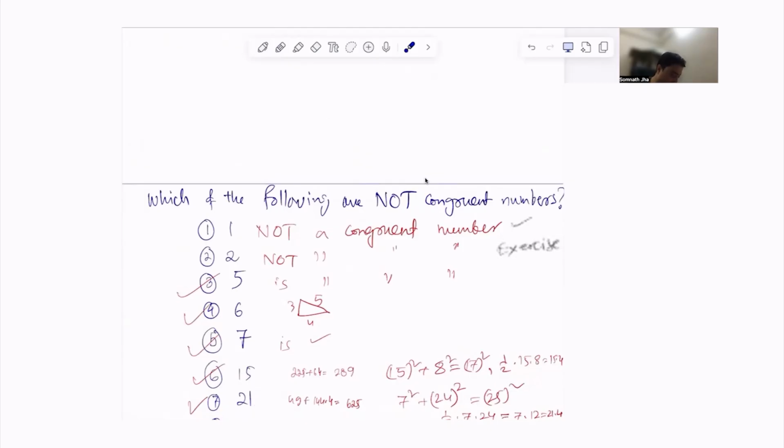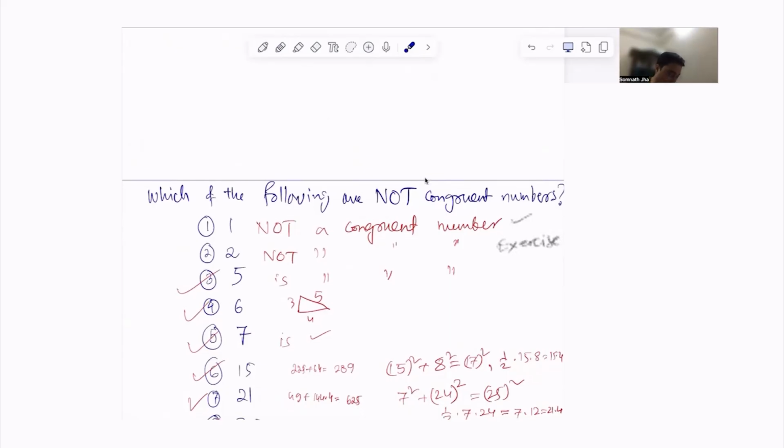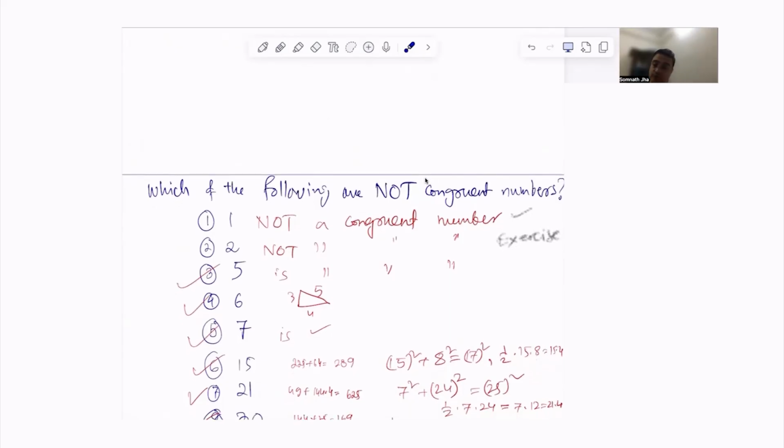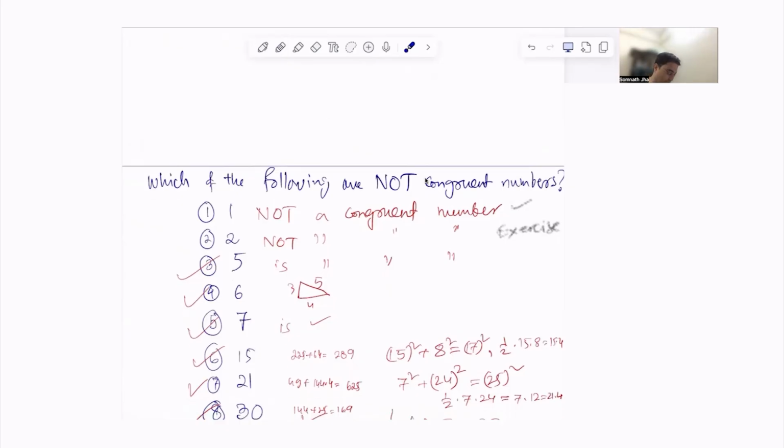Next is 21. Here there is this identity: 7 squared plus 24 squared is 25 squared. 7 squared is 49 and 24 squared is 576, and they add up to 625. And what is half into 7 into 24? It is 7 into 12, that is 7 into 3 into 4, so 21 into 4. So 84 is a congruent number. And because 4 is a square, that implies 21 is a congruent number. Okay, so 21 is also a congruent number.